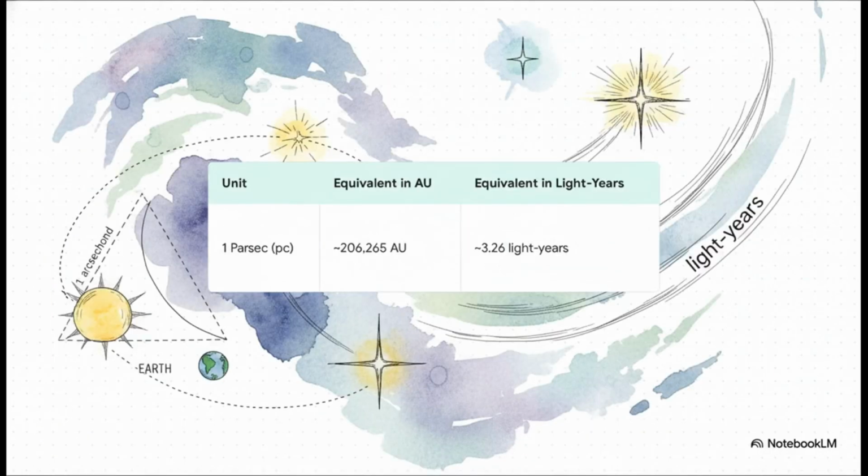This table provides the essential conversions. A single parsec is equivalent to about 206,000 astronomical units. That's 206,000 times the distance from the Earth to the Sun. Or, in more familiar terms, it's approximately 3.26 light years. This gives us a tangible sense of the immense scale this single unit represents.